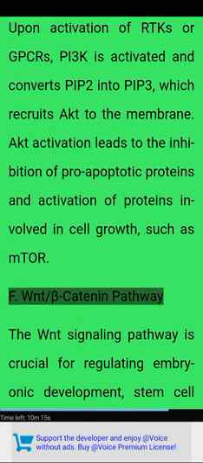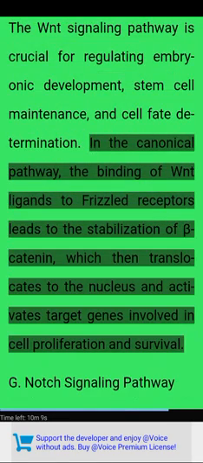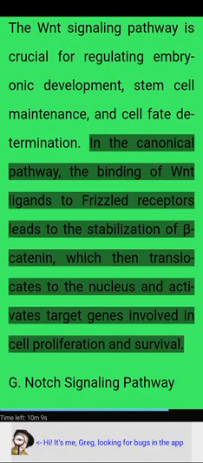F. WNT beta-catenin pathway. The WNT signaling pathway is crucial for regulating embryonic development, stem cell maintenance, and cell fate determination. In the canonical pathway, the binding of WNT ligands to frizzled receptors leads to the stabilization of beta-catenin, which then translocates to the nucleus and activates target genes involved in cell proliferation and survival.